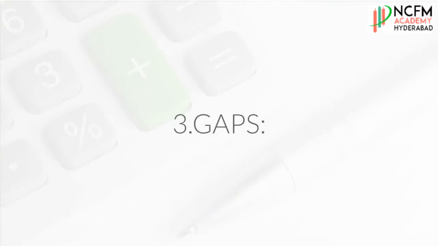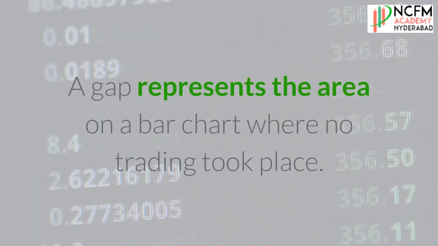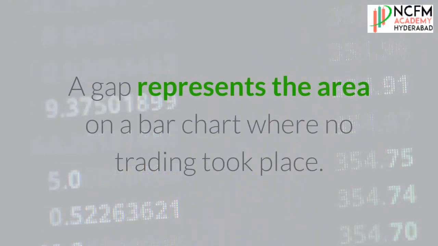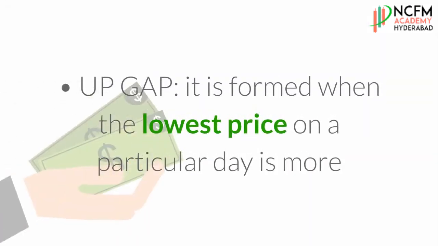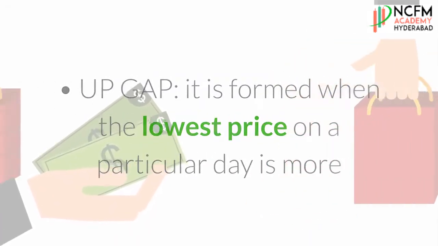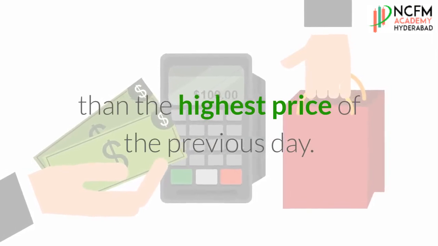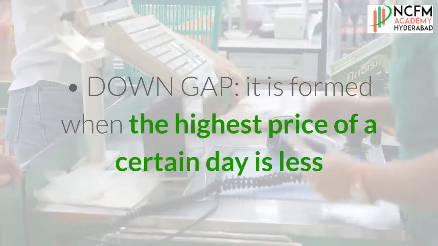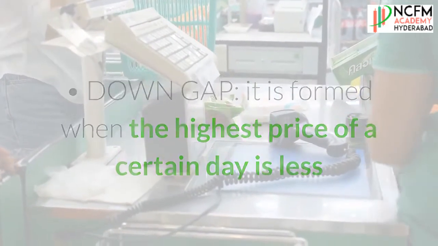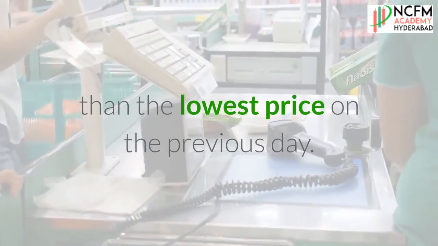3. Gaps. A gap represents the area on a bar chart where no trading took place. Up gap: it is formed when the lowest price on a particular day is more than the highest price of the previous day. Down gap: it is formed when the highest price of a certain day is less than the lowest price on the previous day.